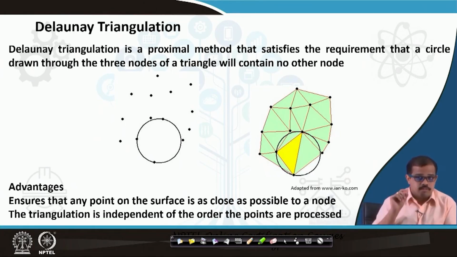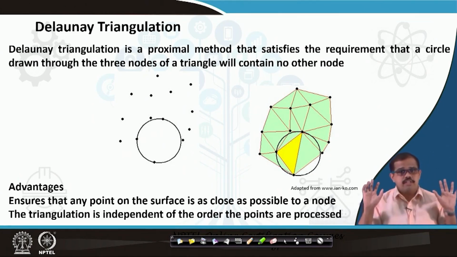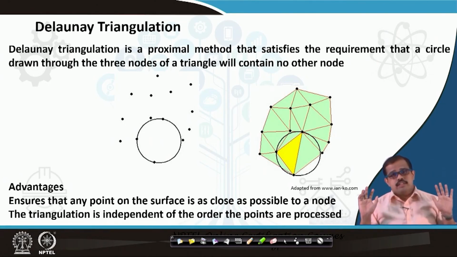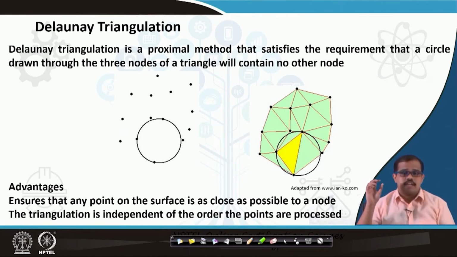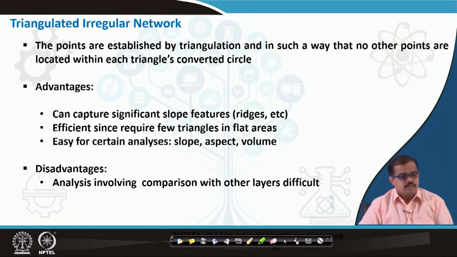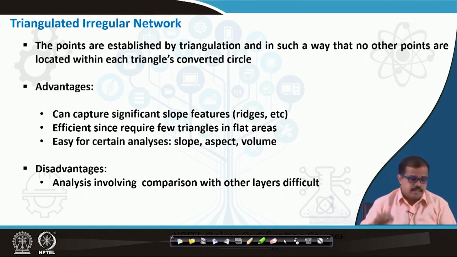Once we have connected a triangle, any 3 nodes forming a triangle, draw a circle and check that there is no node falling into the circle. Once this criterion is satisfied, the triangular irregular network is built. If I have to define a TIN in a simpler way, the points are established by triangulation in such a way that no other points are located within the circle drawn through each triangle. That is what I meant by the previous point.